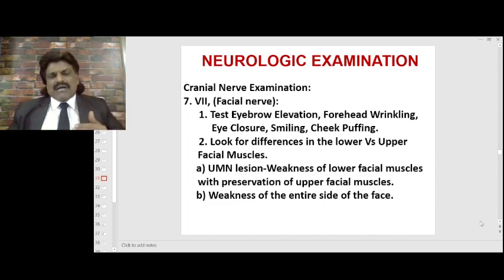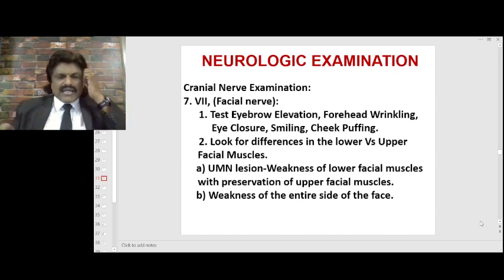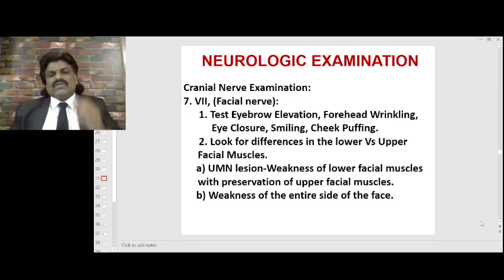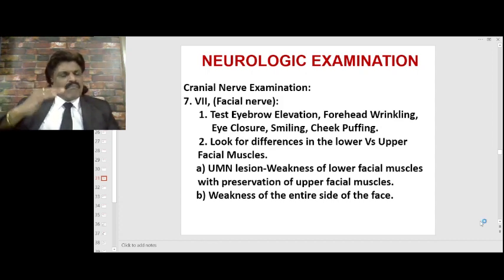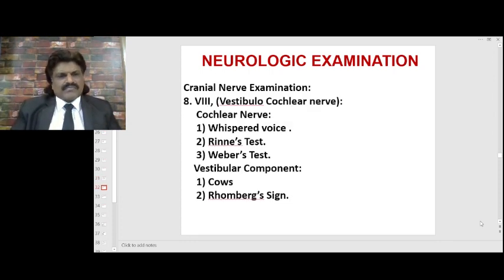But if it's a Bell's palsy, where the final common pathway is cut off, both the upper part and the lower part on the same side get affected. They have difficulty in closing the eyelid. Whenever they attempt to close the eyelid, you can see the eyeball moving upwards. This is a normal phenomenon known as Bell's phenomenon, well seen in persons suffering from Bell's palsy, because they cannot close the eyelids, but the moment they attempt to close the eyelids, you can see the eyeball moving upwards.